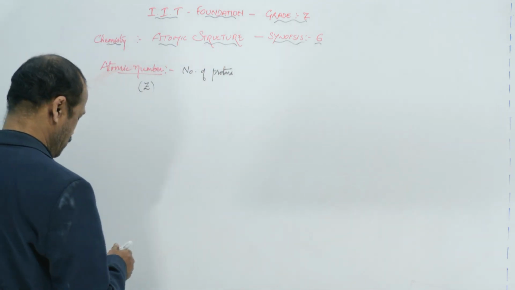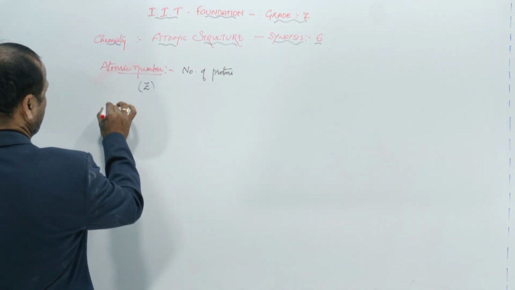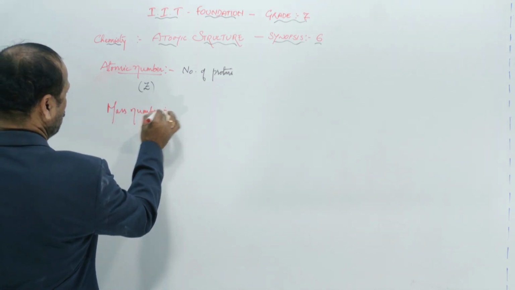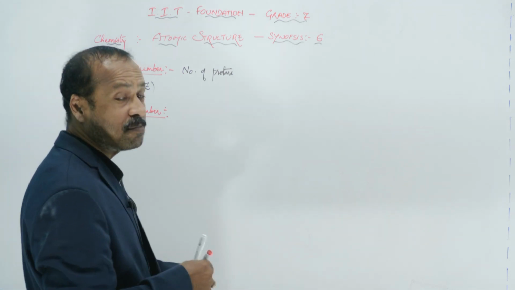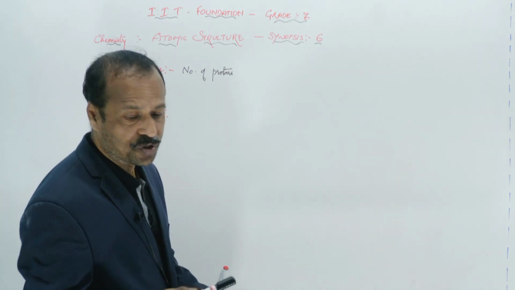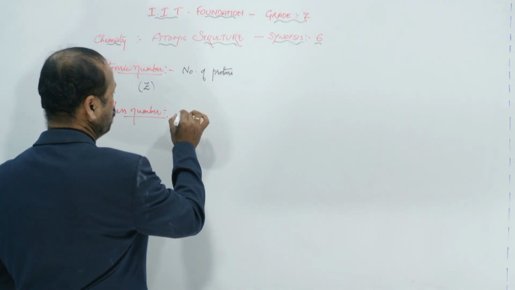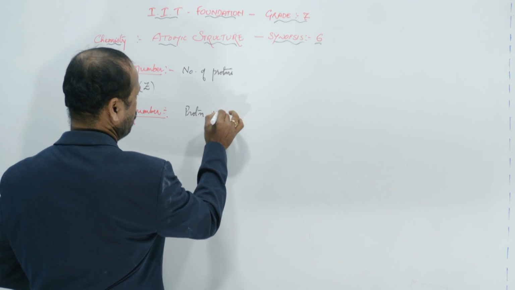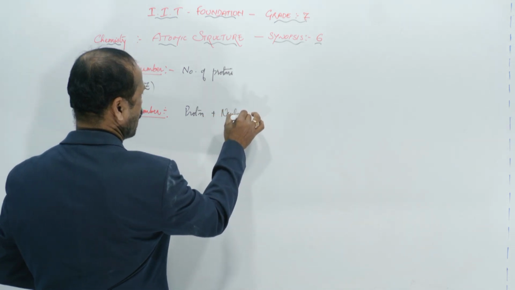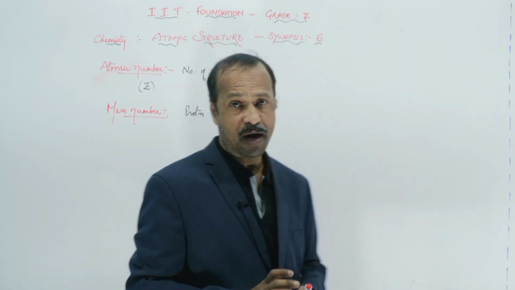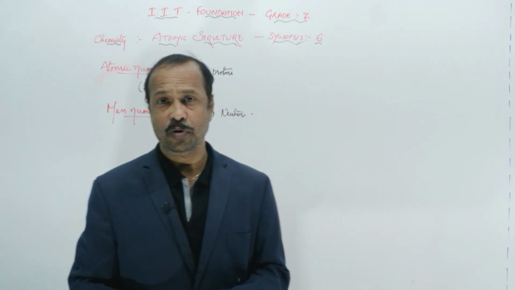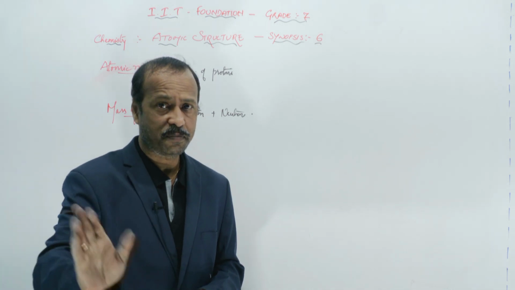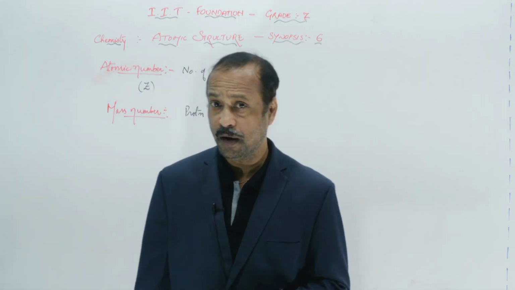Now, what is the mass number? Students, what's the mass number? Mass number is nothing but the sum of the protons and neutrons. What's the mass number? Sum, that is, addition. So the sum of the protons and neutrons means what? The number of protons plus neutrons, combined, is called the mass number. So the number of protons plus the number of neutrons is called the mass number.